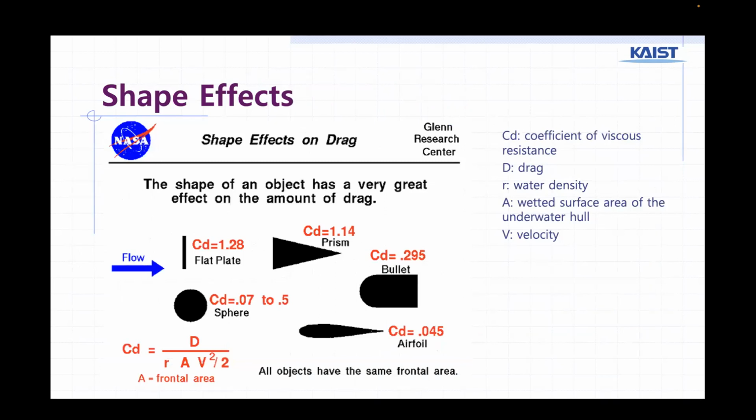So the shape of a ship plays a crucial role in its resistance. Thus, various design aspects like the coefficient of viscous resistance, the wetted surface area, and the ship's velocity interact to influence the drag experienced by a vessel and should be considered in ship design. With the hydrodynamics of each geometrical design of the ship, we can minimize the resistance and maximize the efficiency.